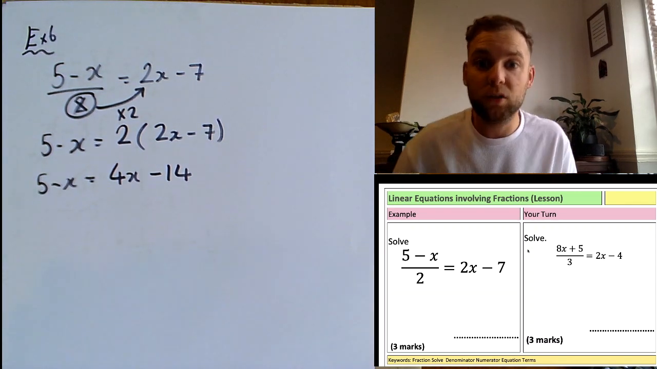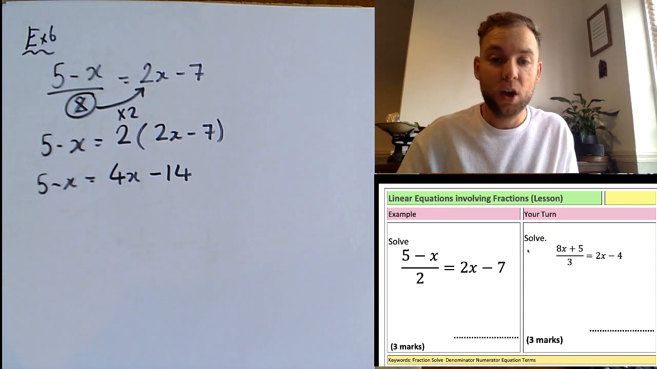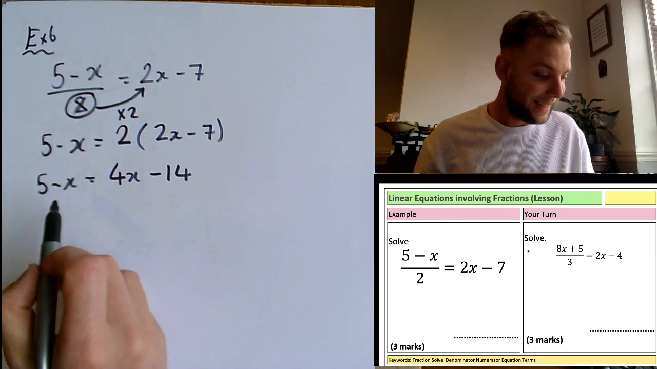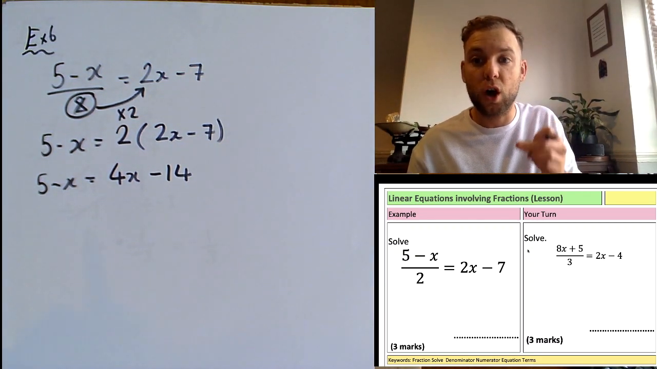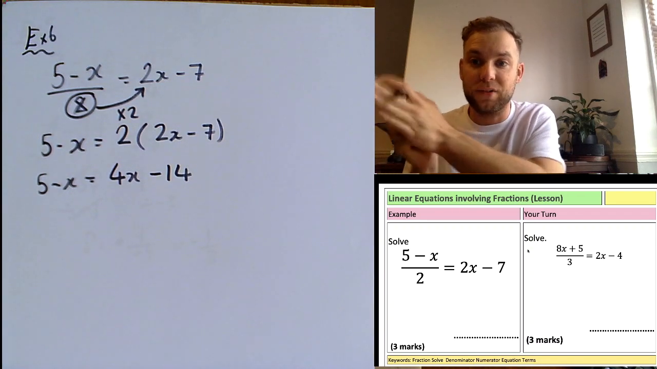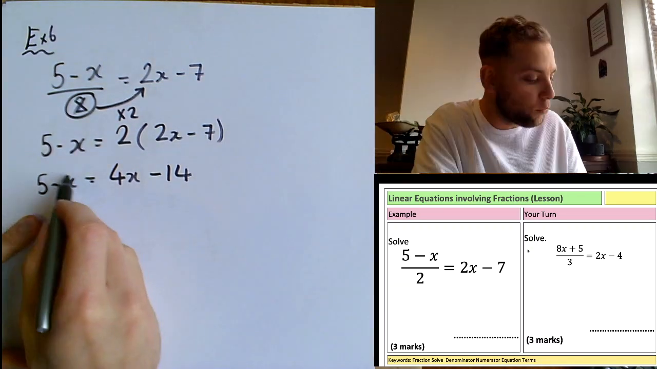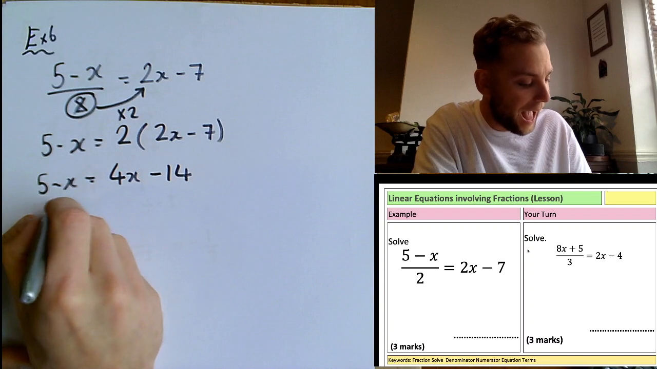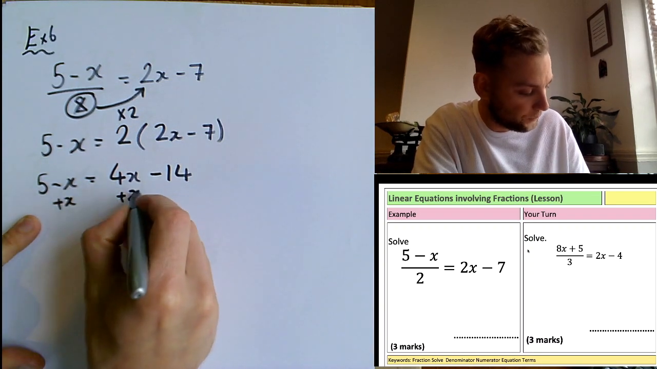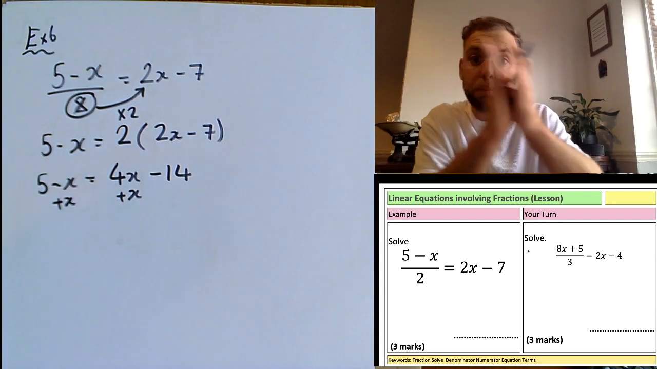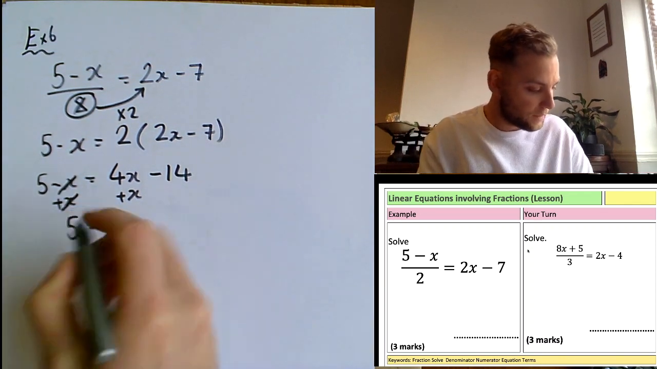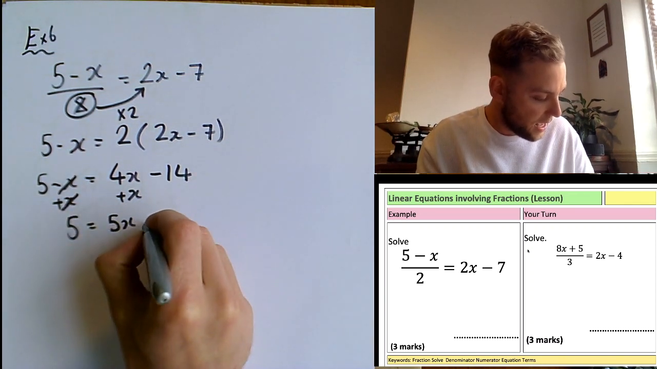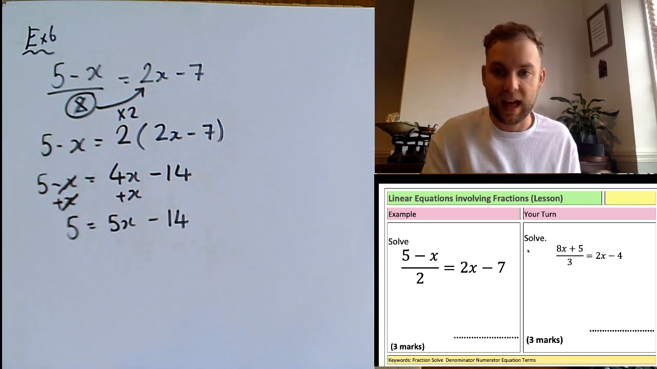So then how do I solve an equation with unknowns on both sides? Well, what I need to do is get rid of the smallest unknown. And in this case, my smallest unknown is the minus x on this left-hand side. So how do I get rid of this minus x? Well, I add x to both sides. Minus x plus x is just going to be equal to 5. 4x plus x is equal to 5x. And then we've got minus 14 there.